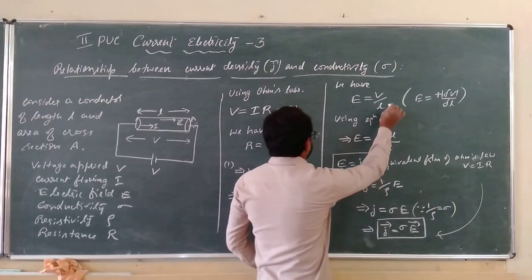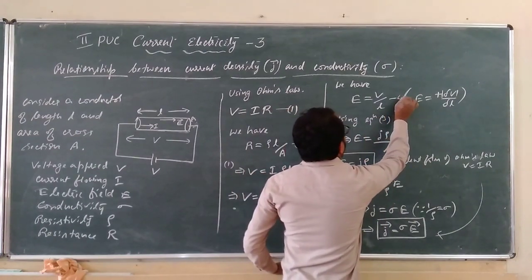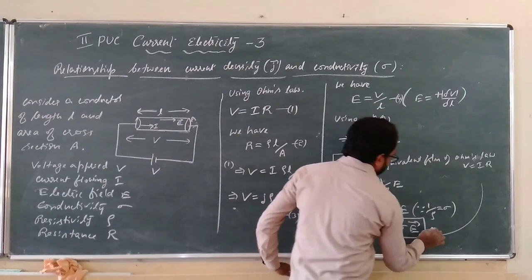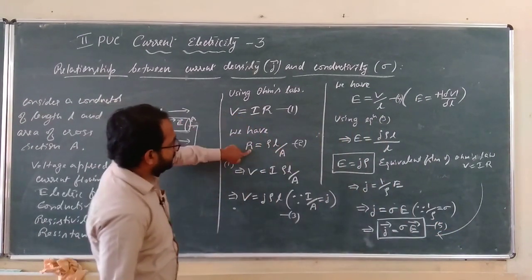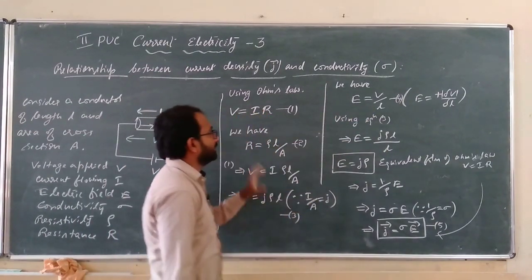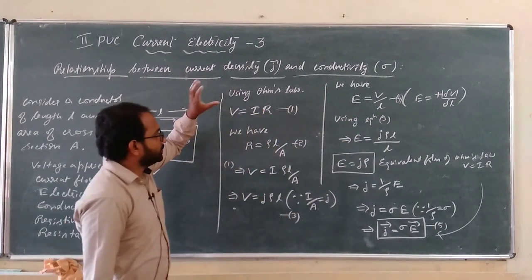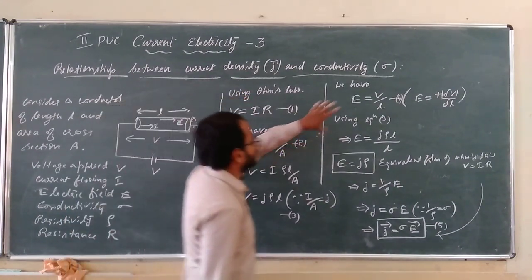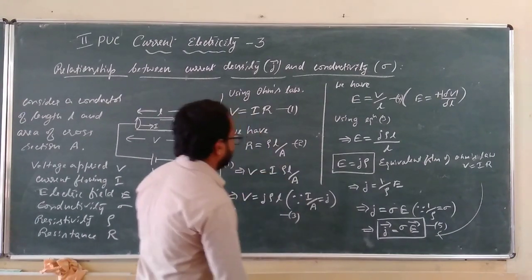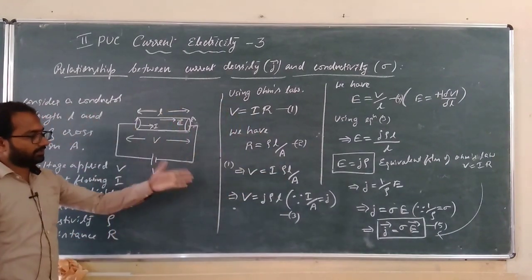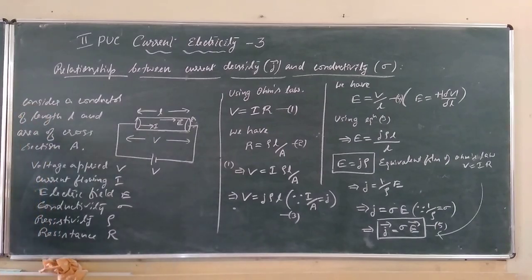I'll write this as equation 4 and this as 5. This equation is very, very important. V is equal to IR, R is equal to rho L by A, E is equal to V by L. Using those three things you can derive J is equal to sigma E. This is an important derivation that can be asked for 3 marks.